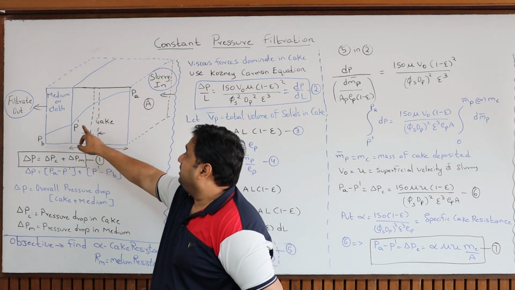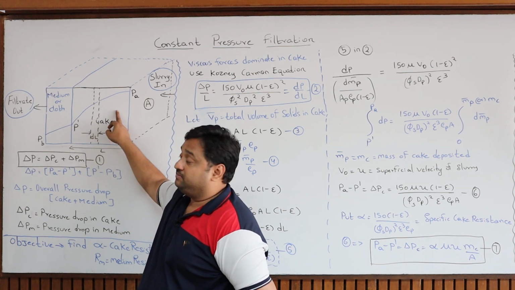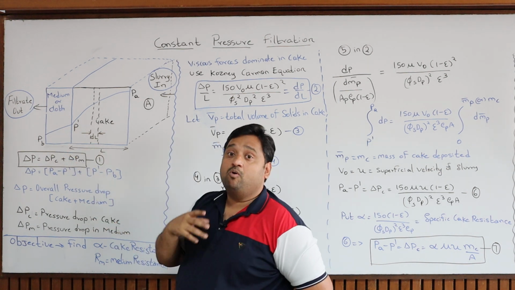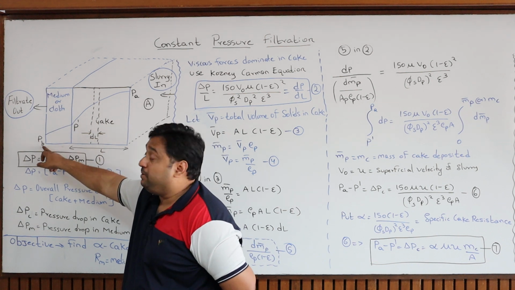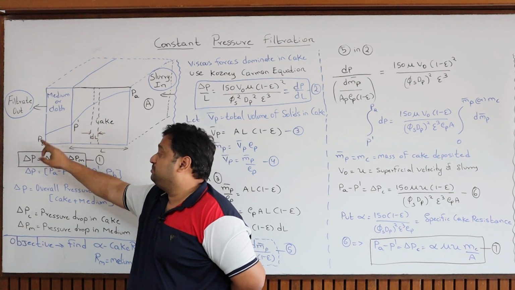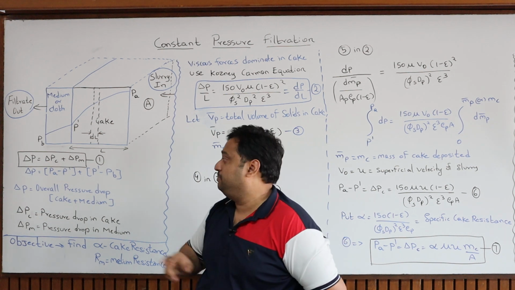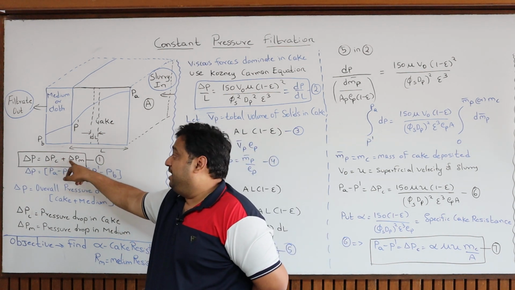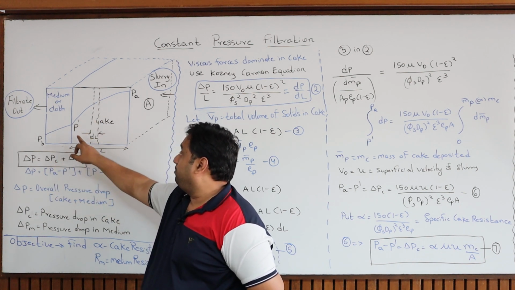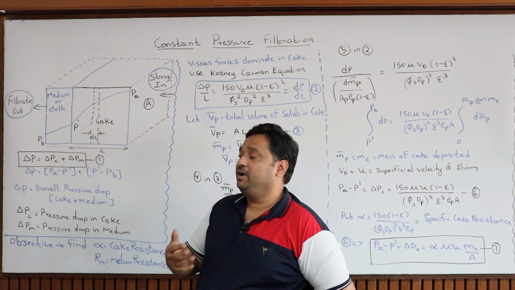So PA, then P dash, then PB. PA minus P dash is the pressure drop in the cake. P dash minus PB is the pressure drop in the medium. What is the overall drop? Delta P is PA minus PB, which is nothing but PA minus P dash plus P dash minus PB. The total pressure drop over the entire filtration unit is contributed by these two: the cake pressure drop, PA minus P dash, and the medium pressure drop, P dash minus PB. Delta P is the overall combination of cake and medium.